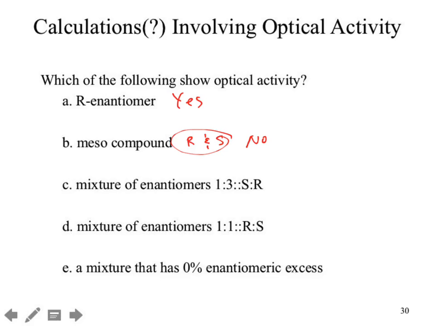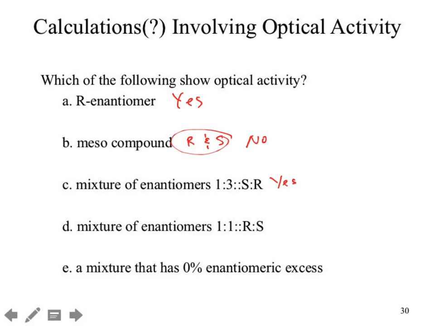That was a mouthful. How about a mixture of enantiomers? 1 to 3. Okay, yes, there's an excess of the R. In the case of the meso, it was 1 to 1, 50-50 in the same compound. Now I'm saying I have two different compounds. Some of them are S, some of them are R. When it goes through, I am going to see some optical activity.